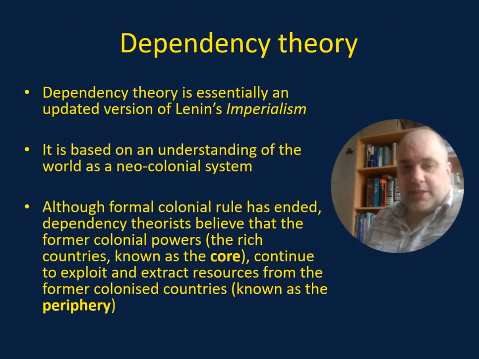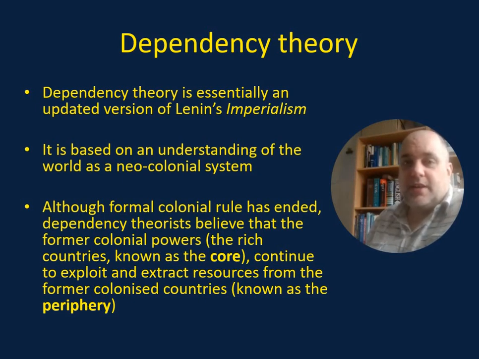So dependency theory is essentially an updated version of Lenin's imperialism. Again, Lenin talked about imperialism as being the highest stage of capitalism, and he saw the colonial system as essentially being driven by the expansion of capitalism, and the people in the colonies being exploited, having wealth drained away from them, and that wealth then flowing towards the colonising countries, and particularly the elites in the colonising countries, but also some of it being used to buy off the working class in the colonising countries as well. But an exploitative system, a net drain of wealth from the colonies to the colonising countries.